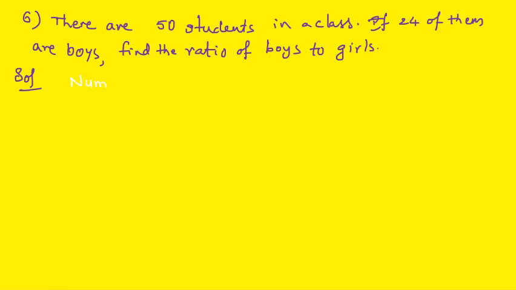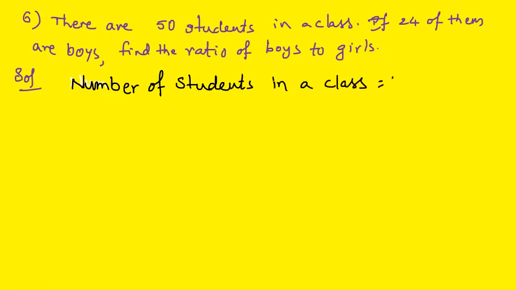So I will write with black color. Number of students in a class is equal to how many? 50. If 24 of them are boys, how will you write the statement of this? Number of boys is equal to 24. We have to find the ratio of boys to girls.